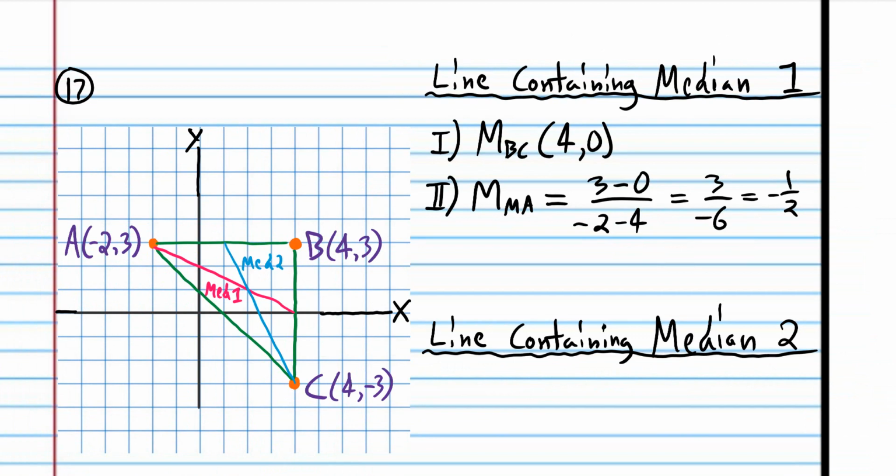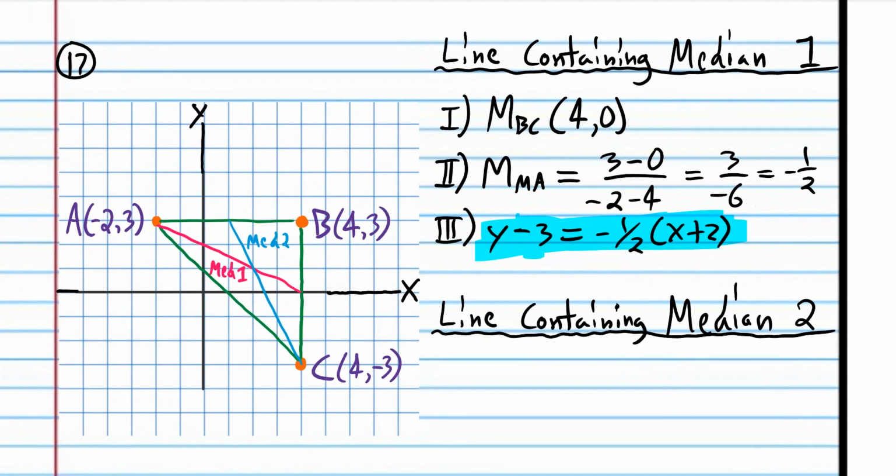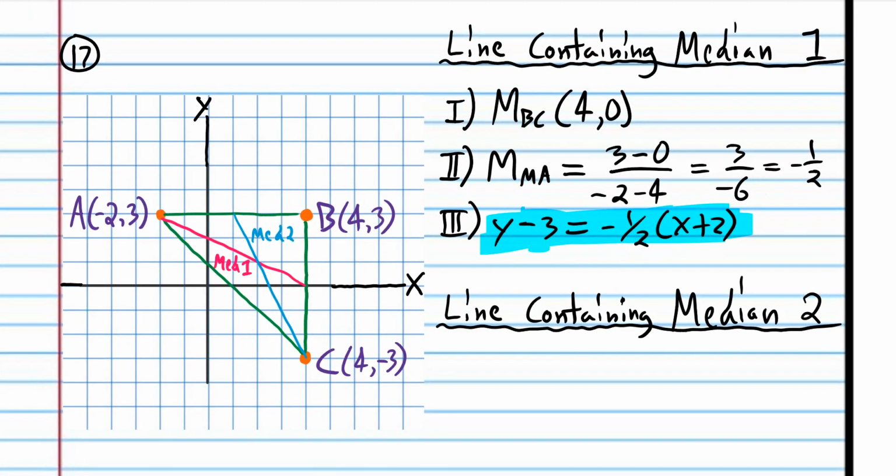So now we can write the equation of the line. I'm going to use point A, so we have y minus 3 is equal to negative 1/2 times x plus 2. So again, we're not flipping anything or using the opposite reciprocal. So that is the equation of the line containing median 1.